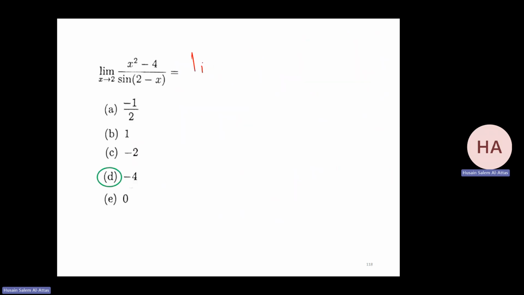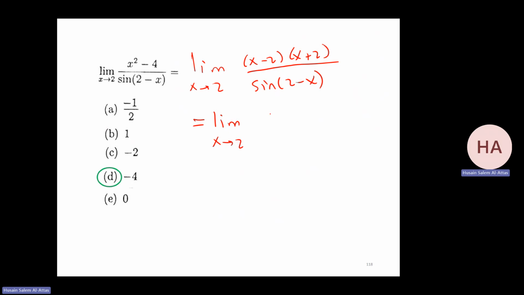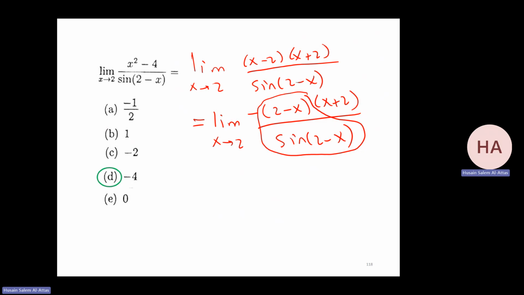Same idea. Limit as x goes to 2 of x minus 2 times x plus 2 over sine of 2 minus x. This is x minus 2, so I can make it 2 minus x by taking the minus sign outside. By letting t equal 2 minus x, this will be 1, and your result is minus 1 times 4, which is minus 4. You can do it by letting t and doing the calculation, like what we did before.